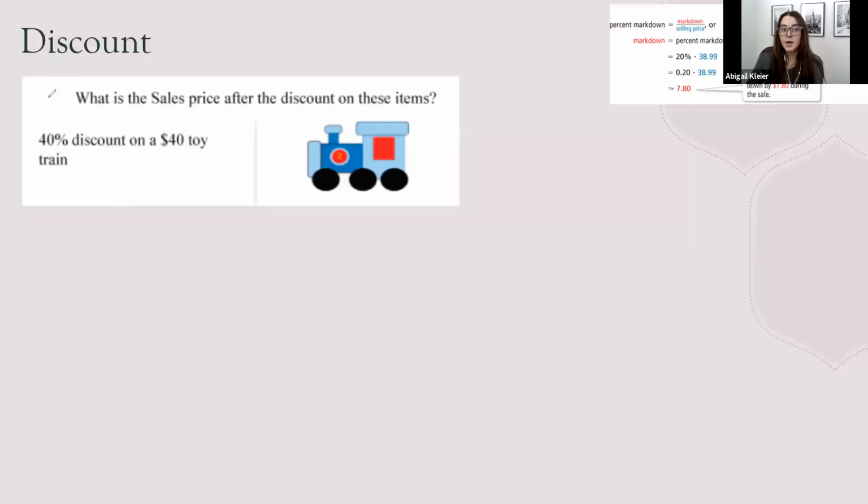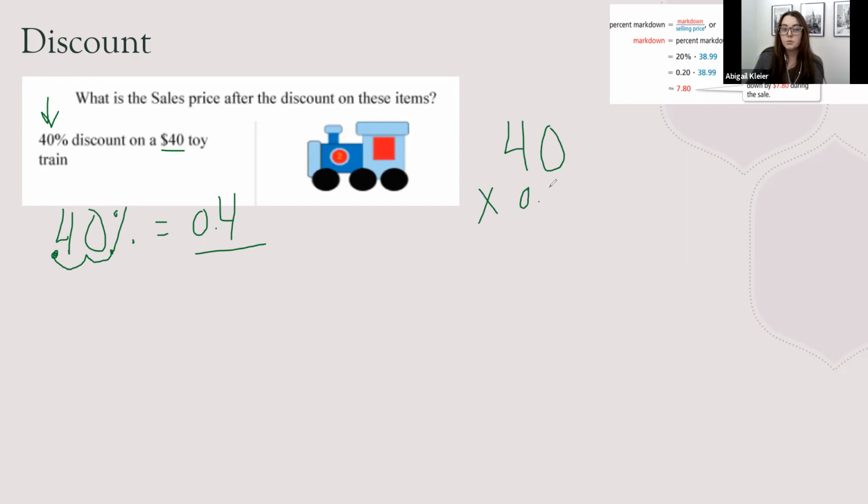So again, our first step is converting this percentage into a decimal. We just do that by moving that decimal point 2 spaces. Our second step is multiplying that converted rate by our initial amount, which is 40. 40 times 0.4. So after multiplying 40 times 0.4, we get a number of 16.